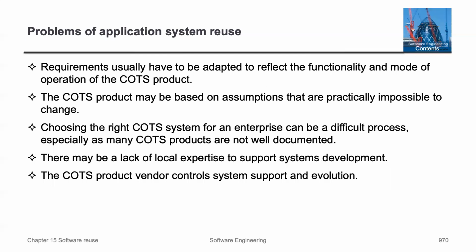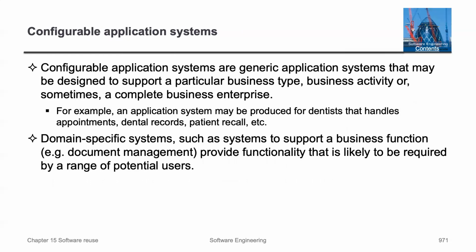For the problems of application system reuse, requirements usually have to be adapted to reflect the functionality and mode of operation of the COTS product. The COTS product may be based on assumptions that are practically impossible to change, and choosing the right COTS system for an enterprise can be a difficult process, especially as many COTS products are not well documented. There may be a lack of local expertise to support system development, and the COTS product vendor's control of system support and evolution may not match what you have or want to have in your organization.